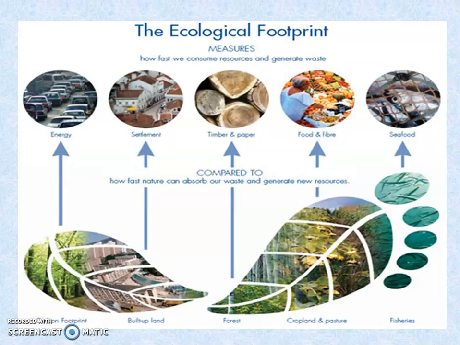This picture shows the planet Earth, which is providing different types of assets: fisheries, cropland, forest, built up lands, then carbon footprints, and this is providing such resources as energy, sediments, timber and paper, food and fibers, seafood. So these are compared with how fast nature can absorb our waste and generate new resources.